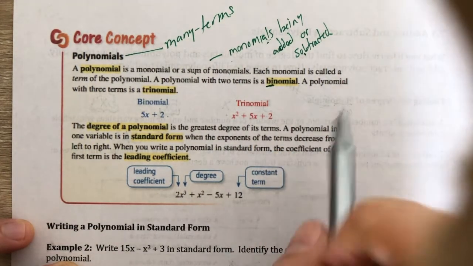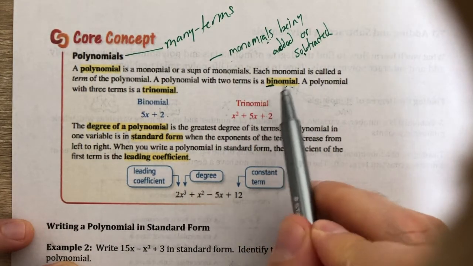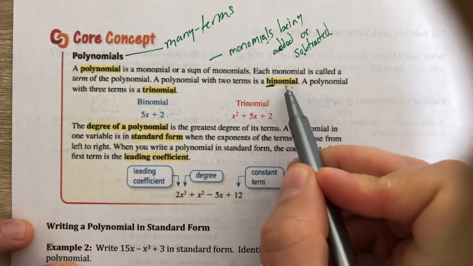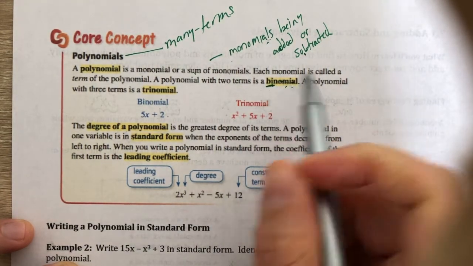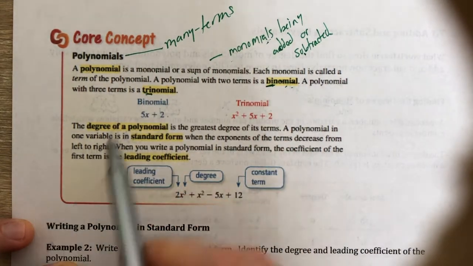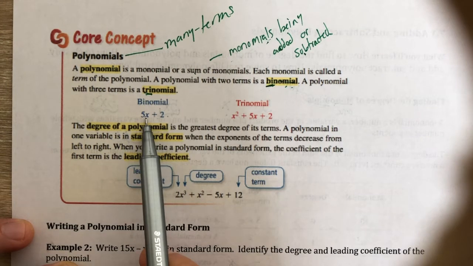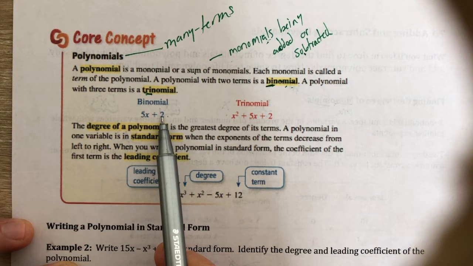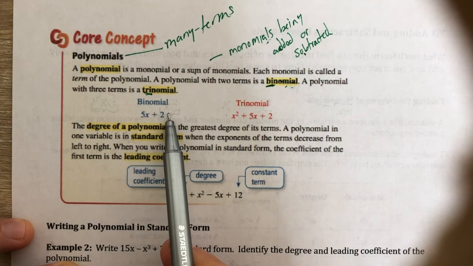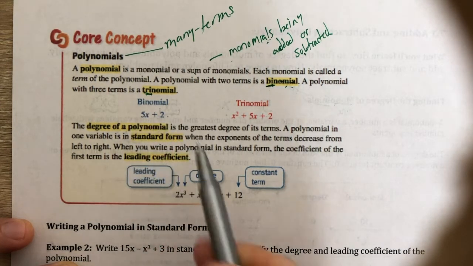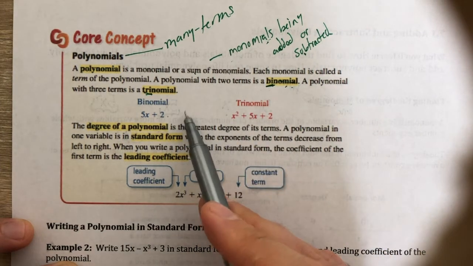binary, two ways, binomial, two terms. So our Latin prefix there lets us know that when we have two terms, we call it a binomial. And if we have three terms, we would call it a trinomial. So an example of a binomial: the monomial 5x plus the monomial 2. When we put them together, that is two terms. So this is a two-term polynomial, better known as a binomial.